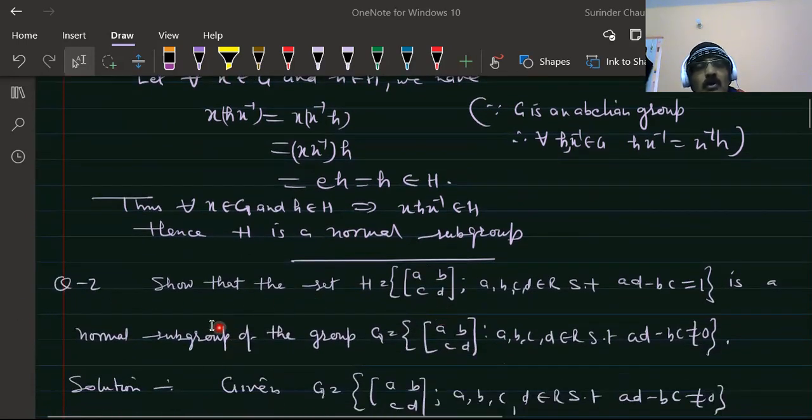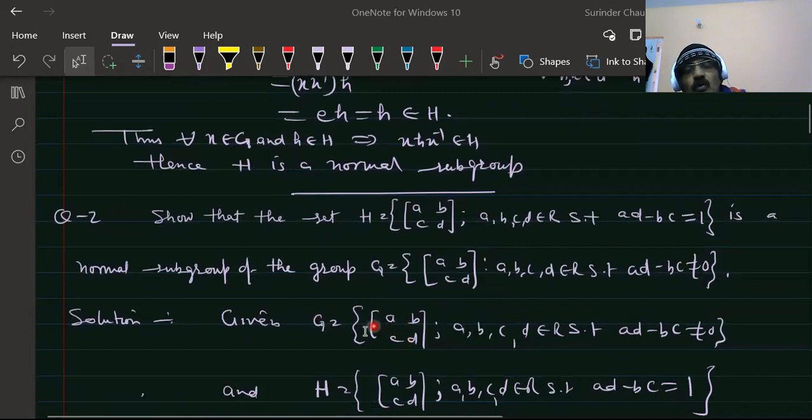The next problem is: show that the set H consisting of second order matrices whose elements are real numbers a, b, c, d, such that the determinant of the second order matrix is equal to 1, is a normal subgroup of the group G of second order matrices whose elements are real numbers and determinant is not equal to 0.